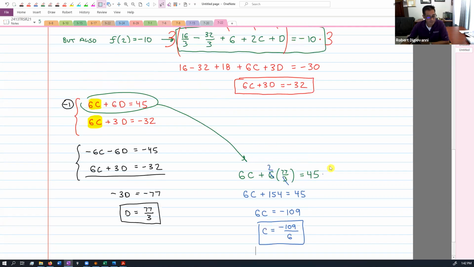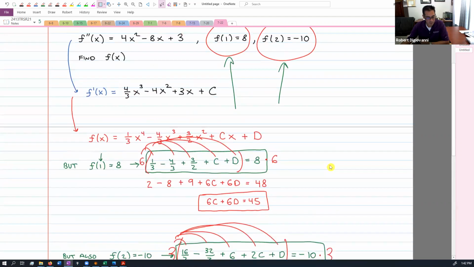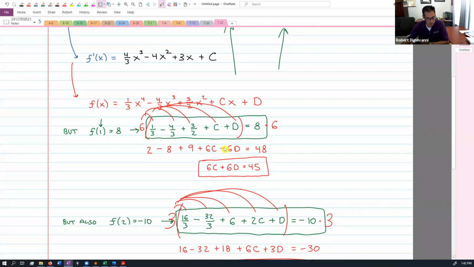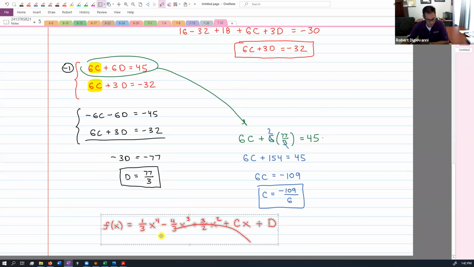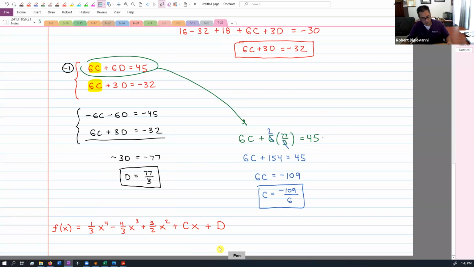All right. So I can go now back to, remember where we were? It was this one right here. See if I can squeeze this in here. This is what we knew about the original function. We knew it, but we didn't know what these two values were, right? So now what I can do is I can replace these. D was 77/3. And the number in front of X was negative 109/6. So negative 109/6. There you go.